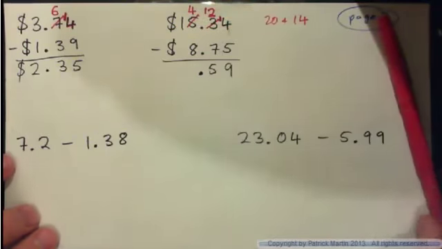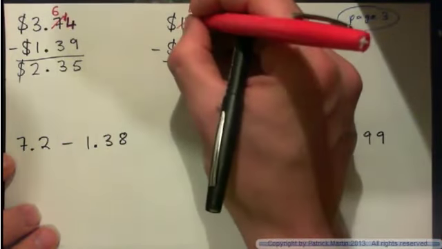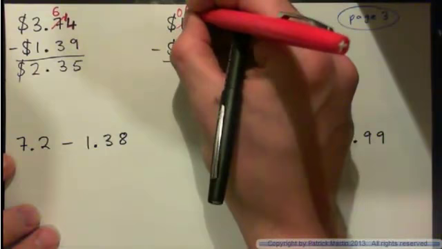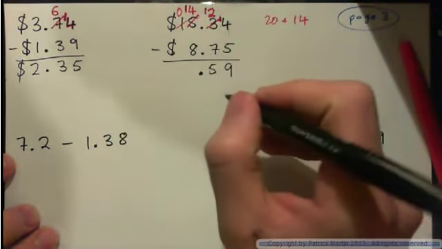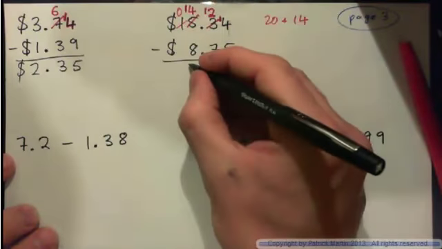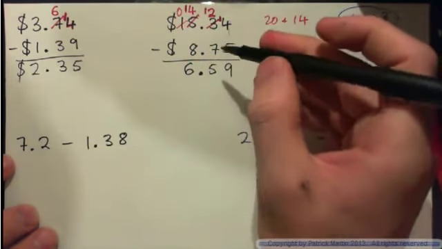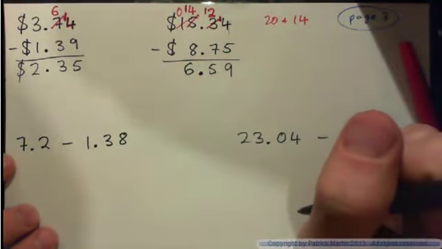4 subtract 8 isn't going to work, so I've got to borrow from here. That becomes 0 and the 1 comes over, so this is now 14. 0 and 14, so 14 subtract 8 is 6, right? So $6.59. Okay.